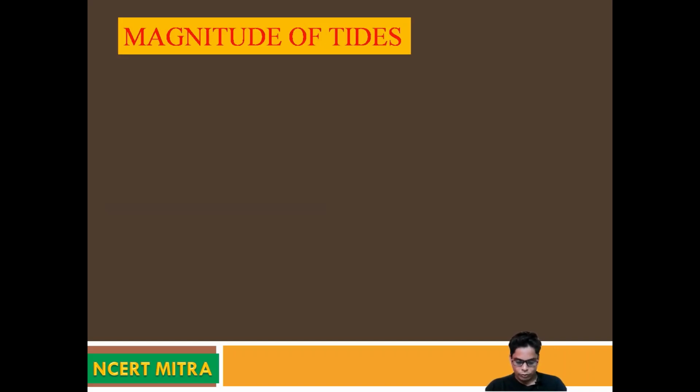Then come to the magnitudes. The magnitude of the tides and their height at sea differs from coastal area to coastal area. Sometimes it is 12 meters, sometimes 10 to 12 meters. So at that time the sea level rises 10 to 12 meters. Then we come to the types of tides.